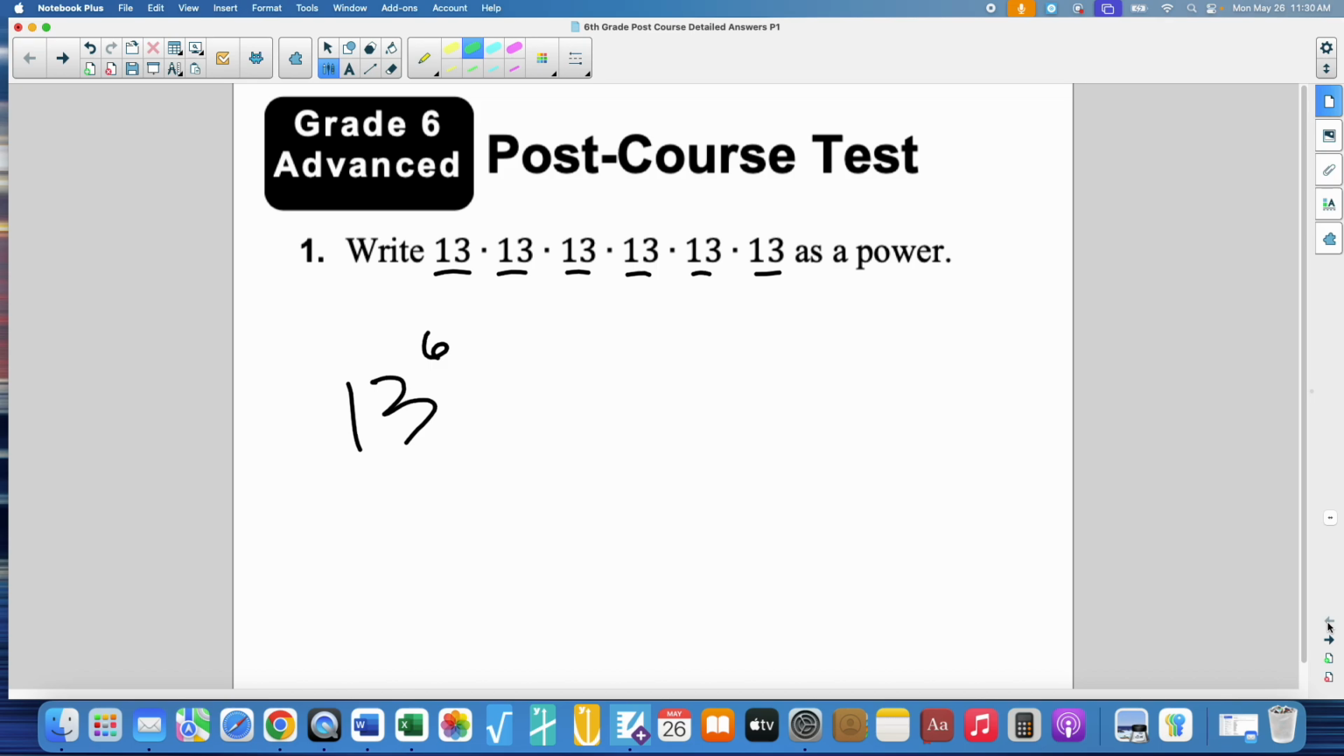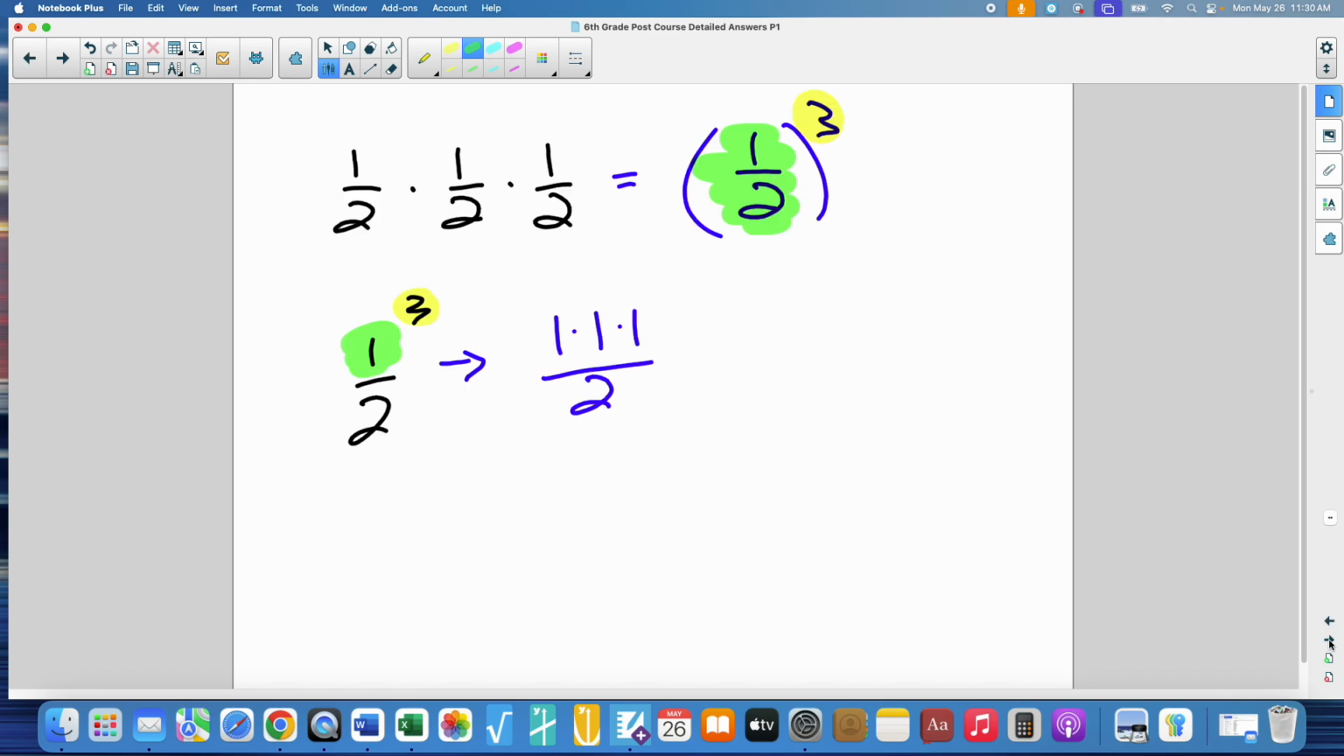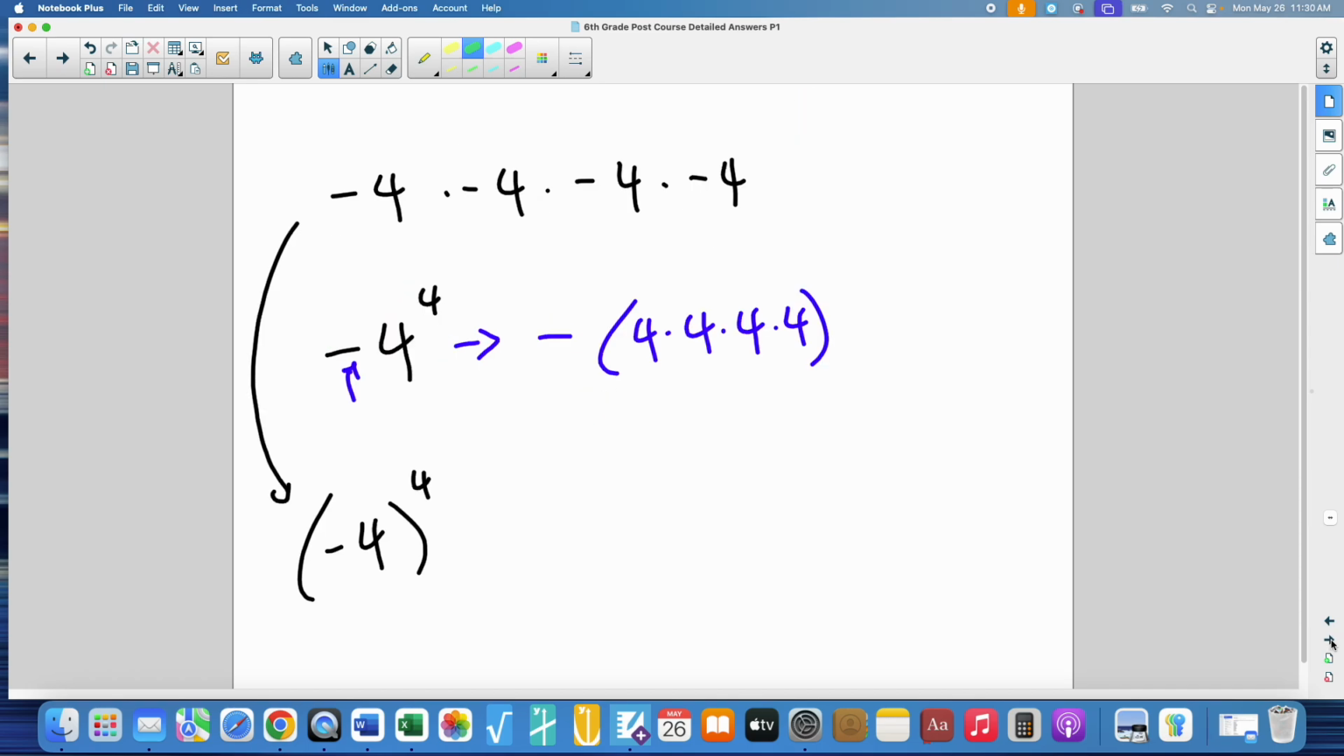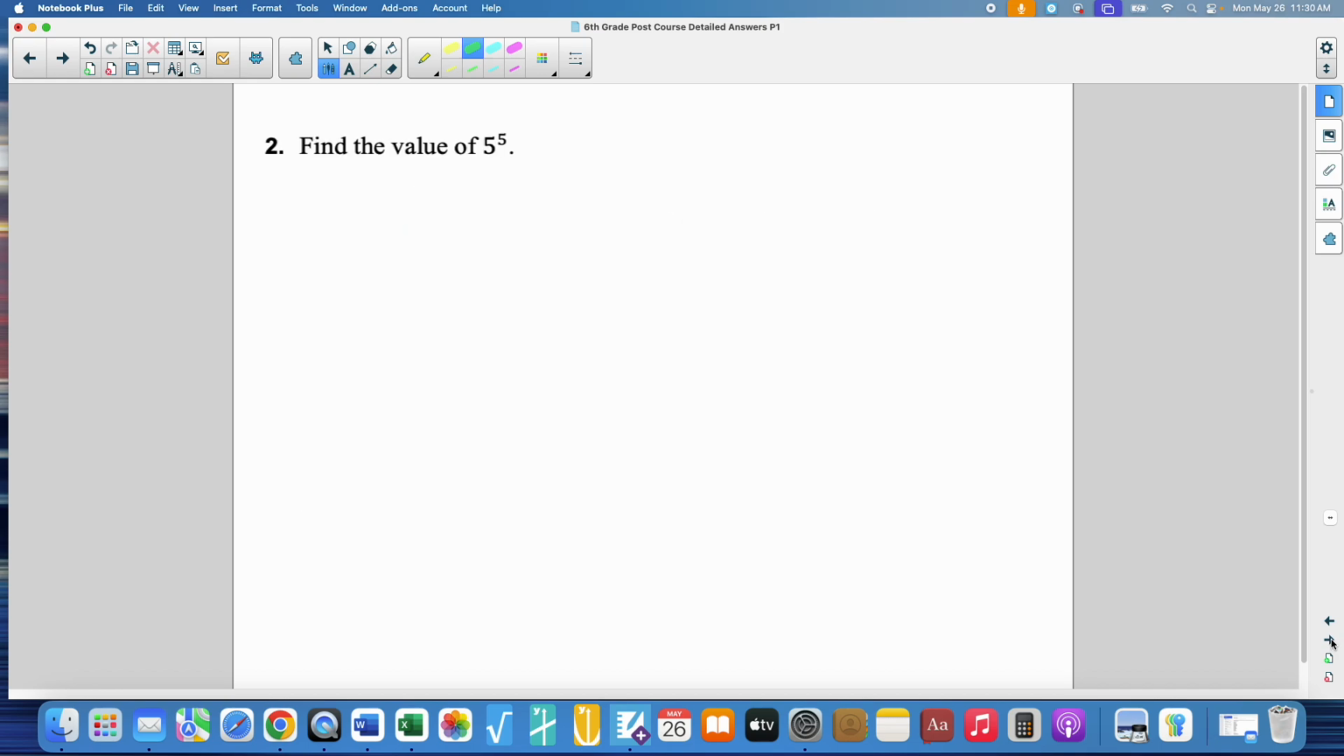And again, most students get this question correct. They struggle later on in algebra when it's a little bit more technical. So we have to be careful about the difference of writing these exponential notations or forms.